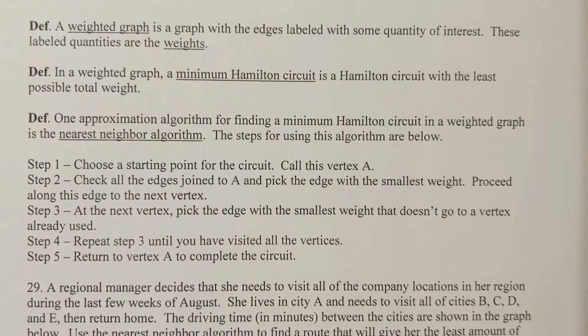Step 1, I'm going to choose a starting point for the circuit, call this vertex A. Step 2, I'm going to check all the edges joined to A and pick the edge with the smallest weight. Proceed along this edge to the next vertex. Step 3, at the next vertex, pick the edge with the smallest weight that does not go to a vertex already used. Step 4, I'm going to repeat step 3 until I've visited all the vertices. Step 5, I'm going to return to the vertex A to complete the circuit.